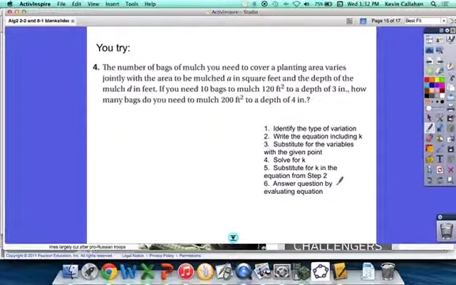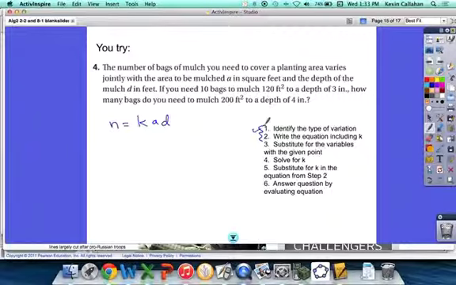Okay, in this one it says the number of bags of mulch you need to cover a planting area varies jointly with the area to be mulched and the depth of the mulch. Okay, so the number of bags you need varies, and when I say the word varies, I write down K. Right? Don't forget the K. It's one of the number one mistakes that I see when we do variations: what you set up in the beginning doesn't even have a K in it. Okay, it's K. It's a joint variation with A and D. So that was these two right here.